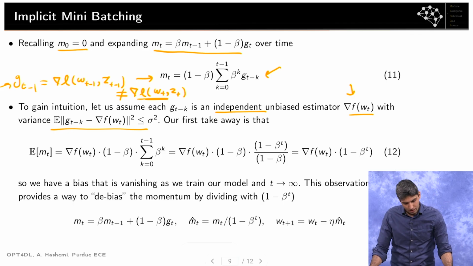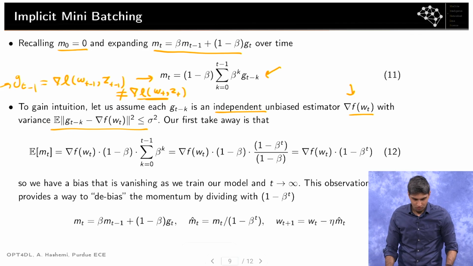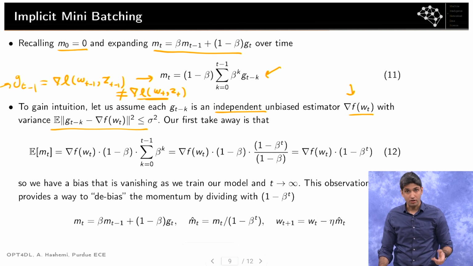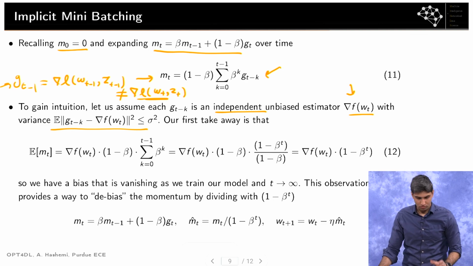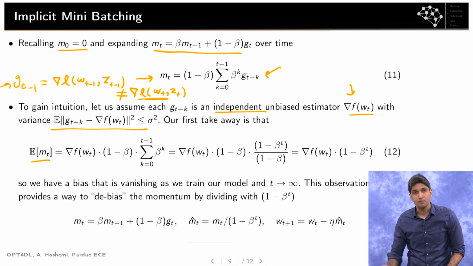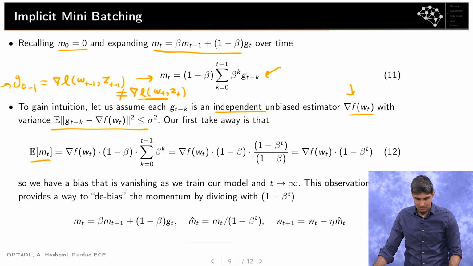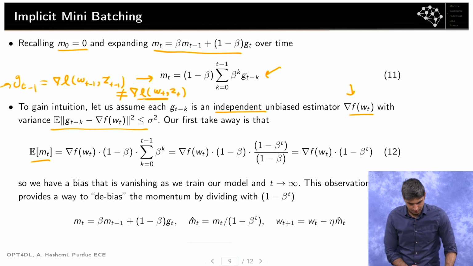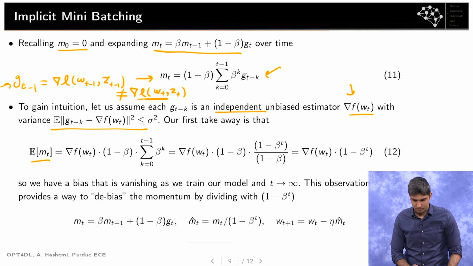Now let's talk about some takeaways. First, let's calculate the bias, or rather the expected value of the momentum under these assumptions that are not necessarily true. The expectation can be calculated quite easily using the linearity of expectation and the assumptions we made.